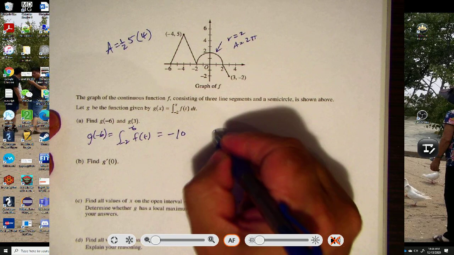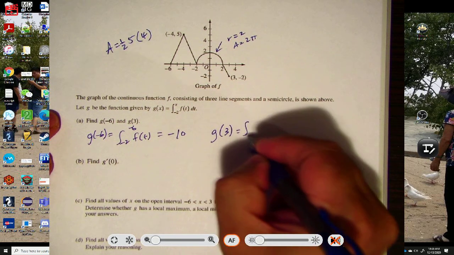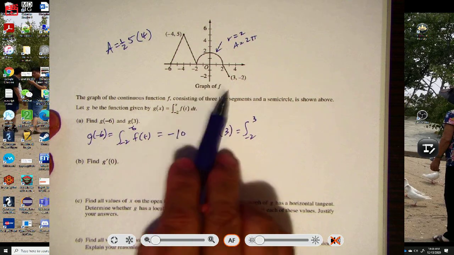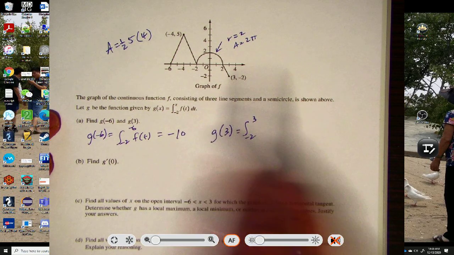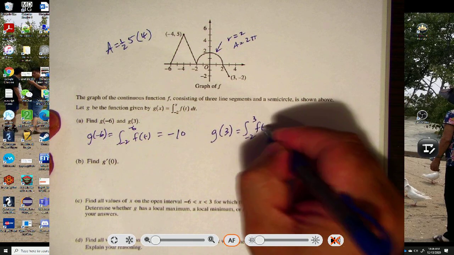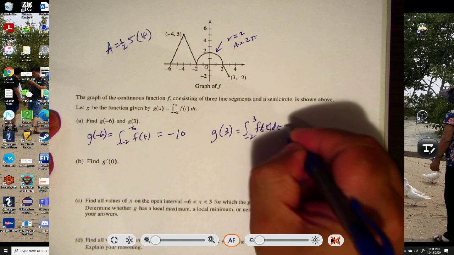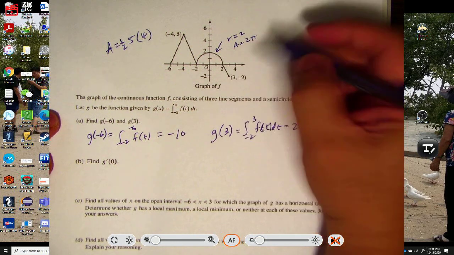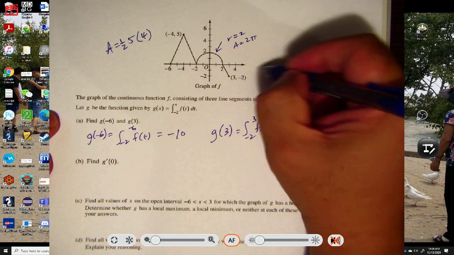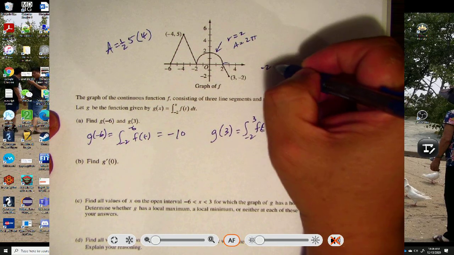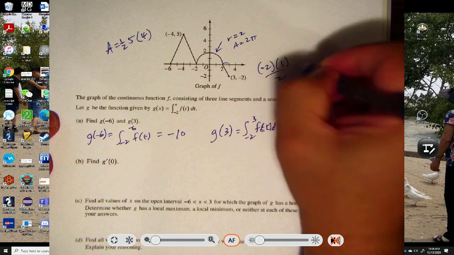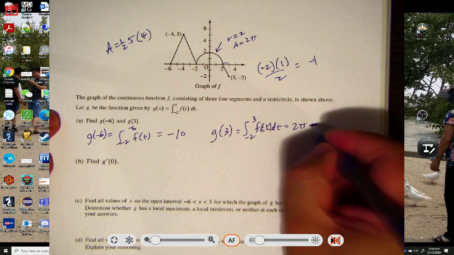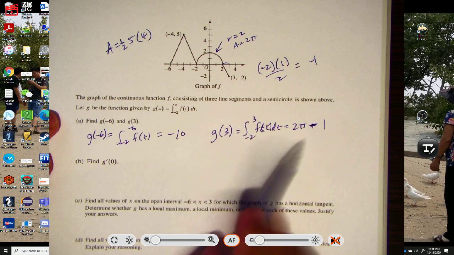And then g of 3, we're going to go from -2 to 3. So we're going to go up to 2, that's the semicircle, and then go down to here. So the semicircle has an area of 2 pi, plus the area down there. That's a height of -2 and a base of 1. So -2 times 1 divided by 2 is going to give me -1. So you can just write minus 1. So g of 3 is 2 pi minus 1.